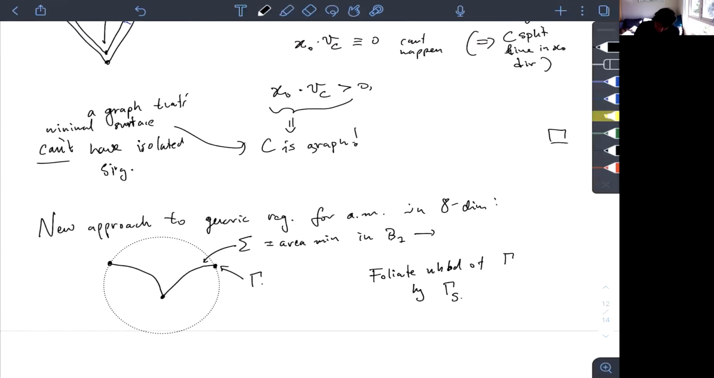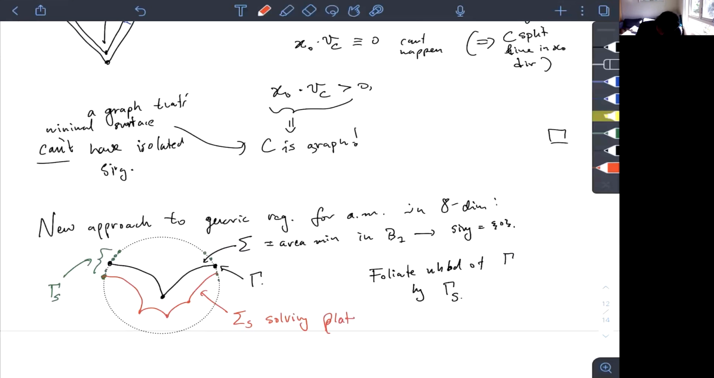Okay, and I should say that sigma has the singular set, the origin. So I want to consider a whole foliation by 6 manifolds. This is gamma S. So I'm just moving this boundary up and down. Then for each gamma S, I want to look at the set sigma S solving Plateau for gamma S. And so, okay, the solution to the Plateau problem may not be unique, but it turns out it's very easy to deal with that. So I don't want to worry about that. So let's just say the solution is going to be unique.